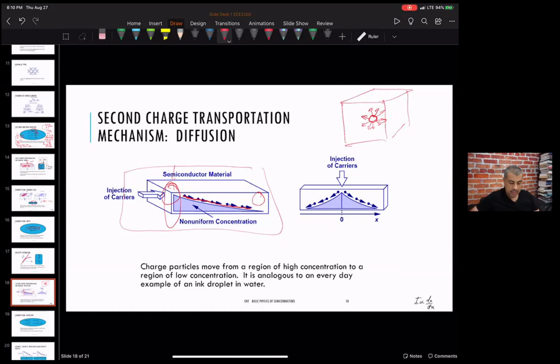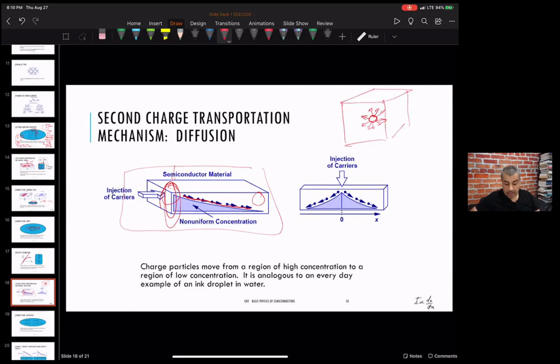And somehow magically, in this example, we are dumping carriers on this side of this box or cube or whatever it is. It's not a cube, whatever, what is the structure? Rectangular cube, whatever. And they're diffusing in this way. And it'll become clear why we picked this shape.